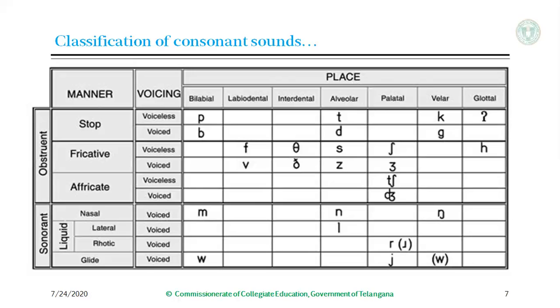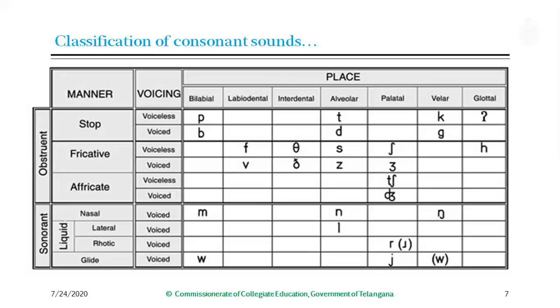Ka, ga, ng. These are velar sounds. There are 3 consonantal velar sounds.